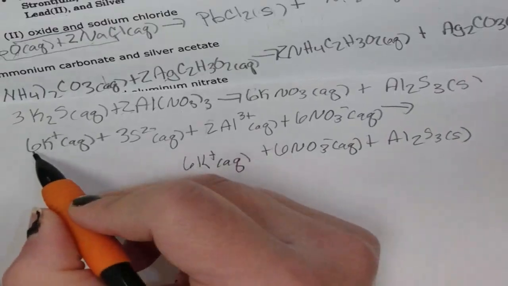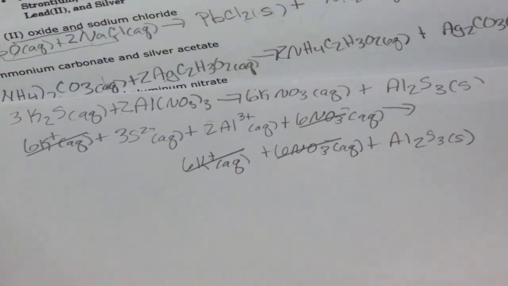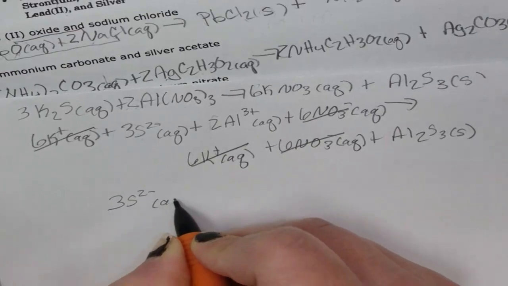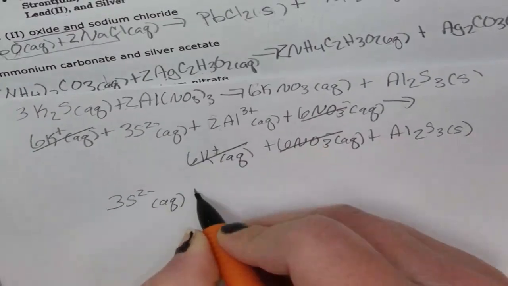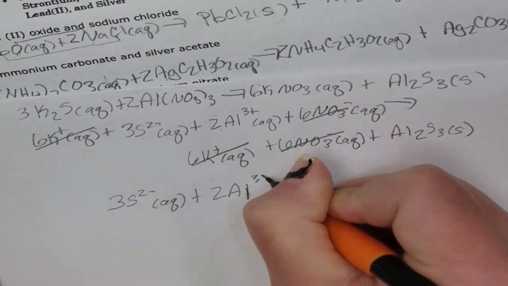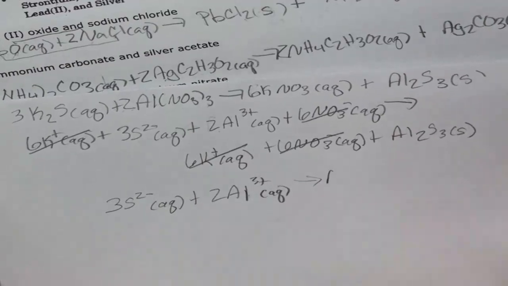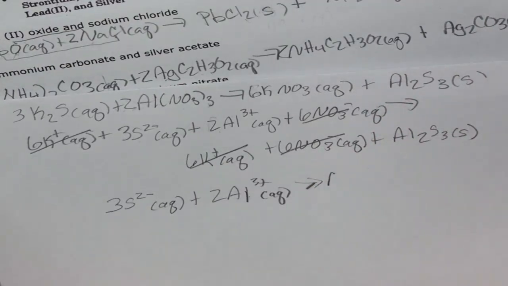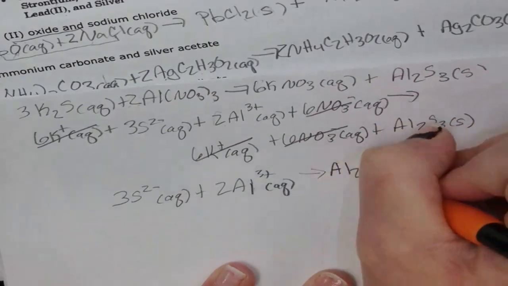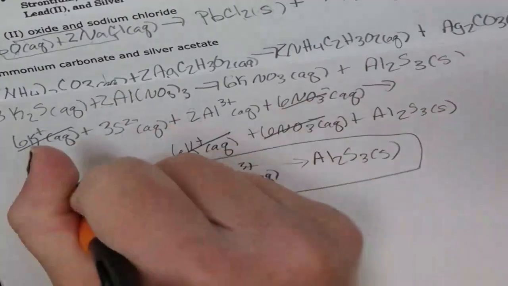So I'm going to mark out the potassium and the nitrate. I am left with 3 sulfides, 2 aluminums, and my aluminum sulfide. And there we go. There is my net ionic equation.